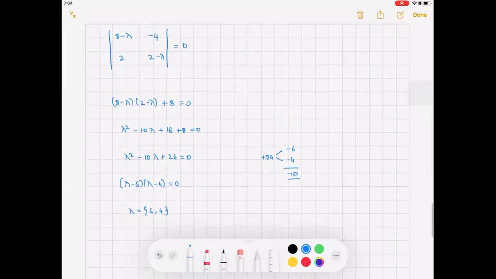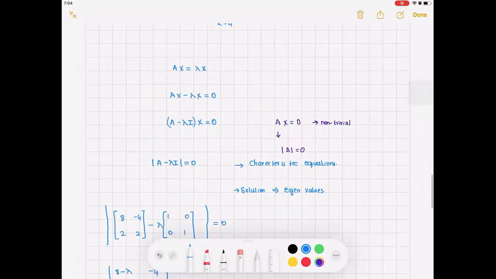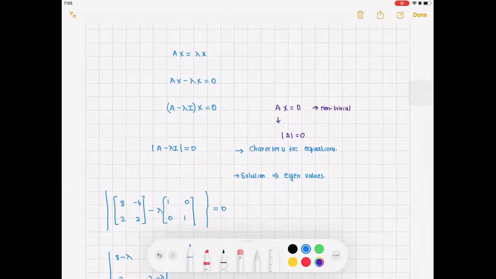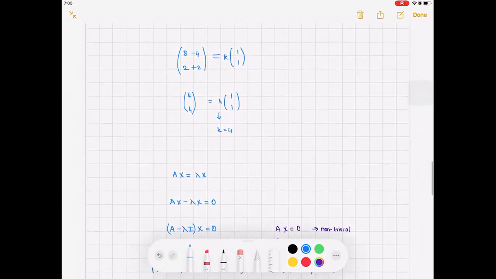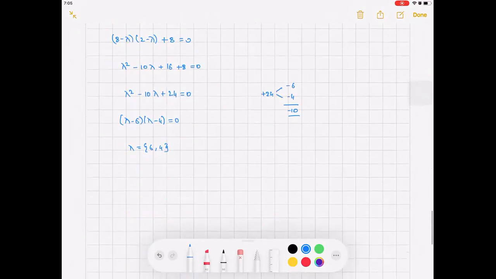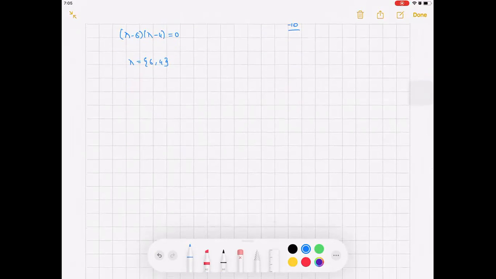So all you need to remember is how to find this characteristic equation. And now we'll find the eigenvectors. Now we know the eigenvalues, so how do we find the eigenvector from the eigenvalues? Do you remember the first definition: A into some matrix will give me lambda into x, or else (A minus lambda I) into x is a null matrix.